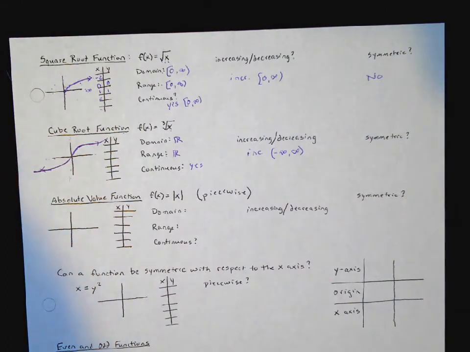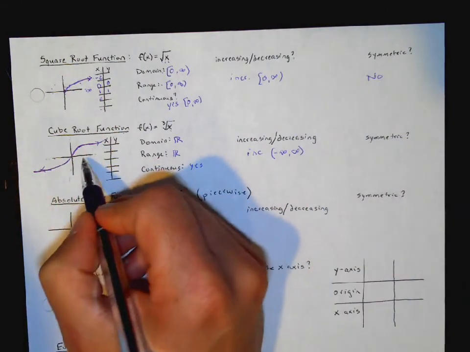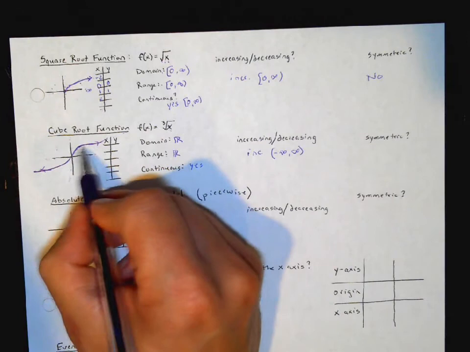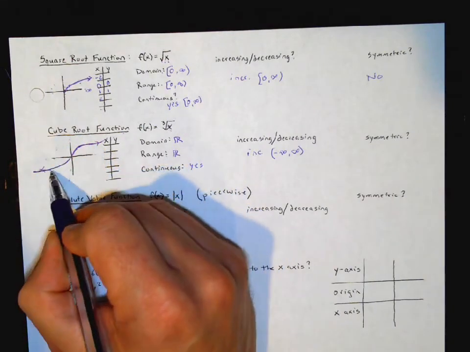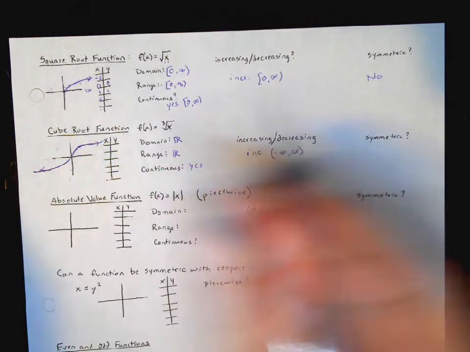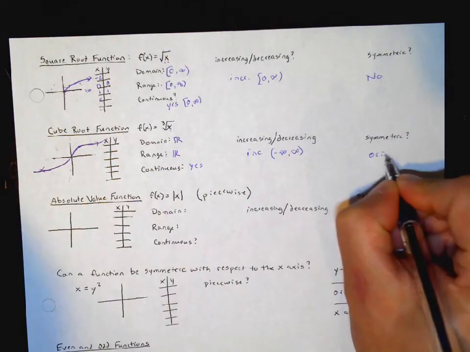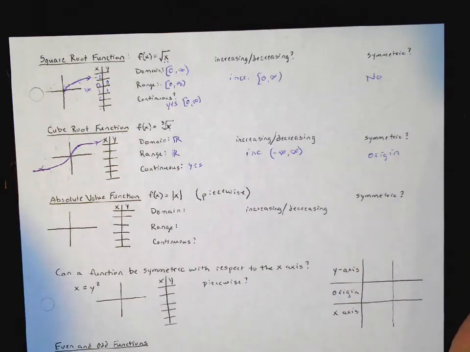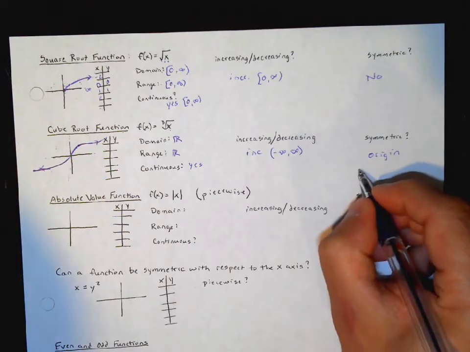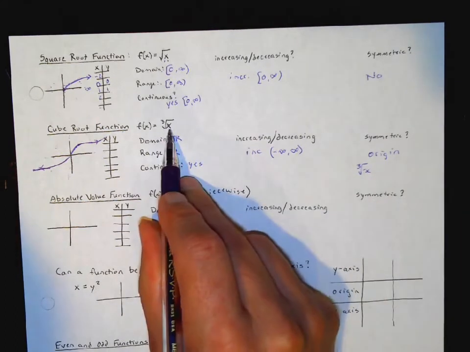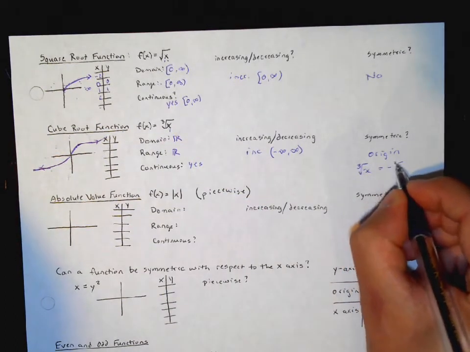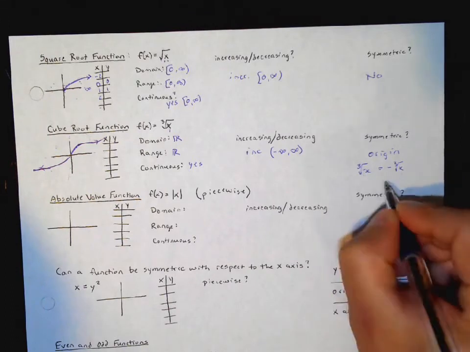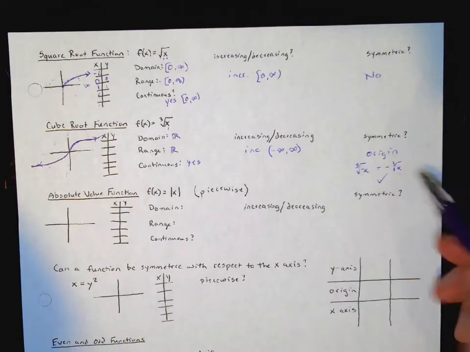And symmetric: it's not across the y, not across the x, but if you rotate that around 180 degrees, it is reflected across the origin. Which is the equation, right? If we plug the negative x into this equation, that is equal to the negative of that function. Those two things are equal, so it is symmetric across the origin.